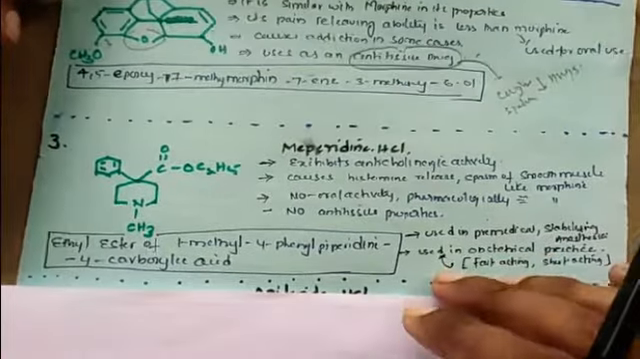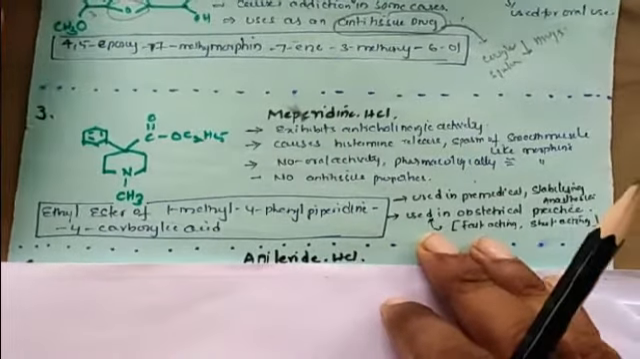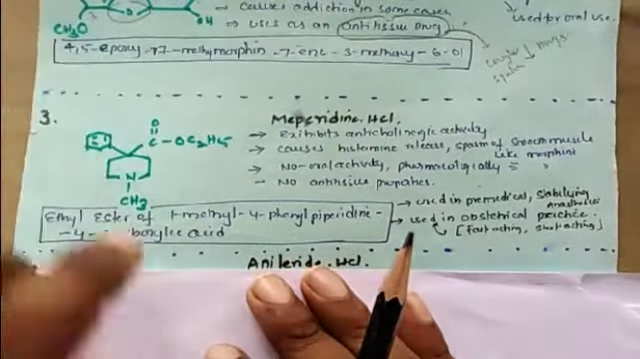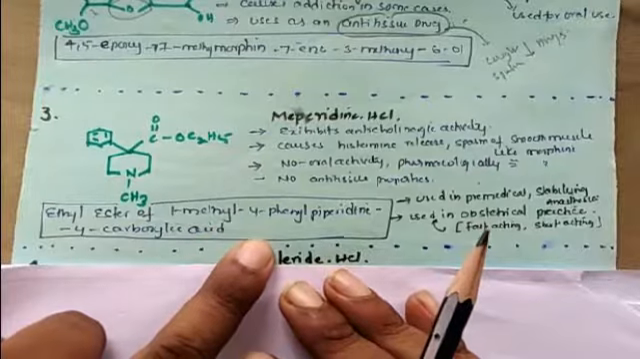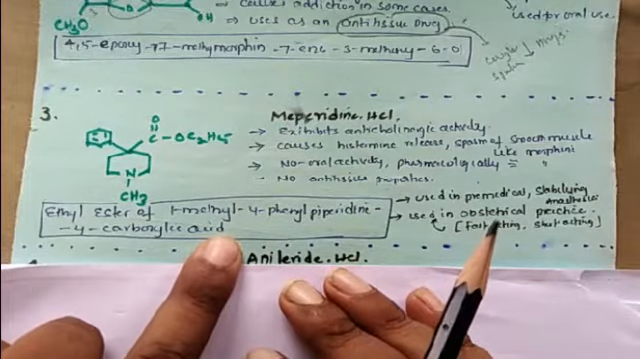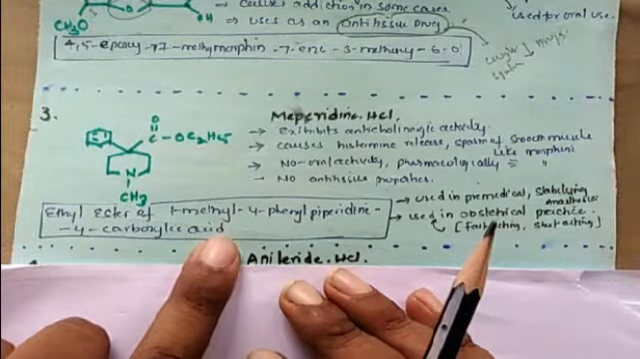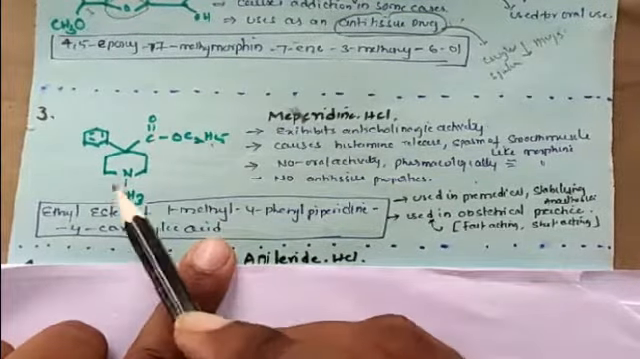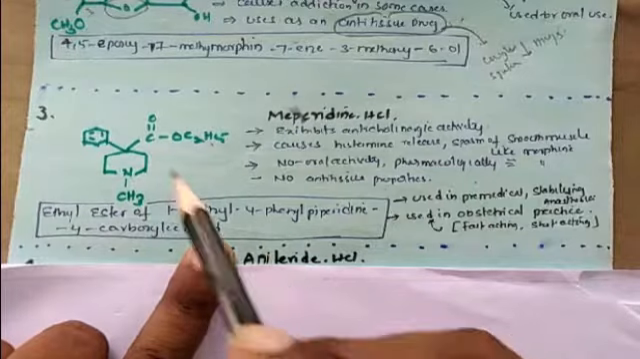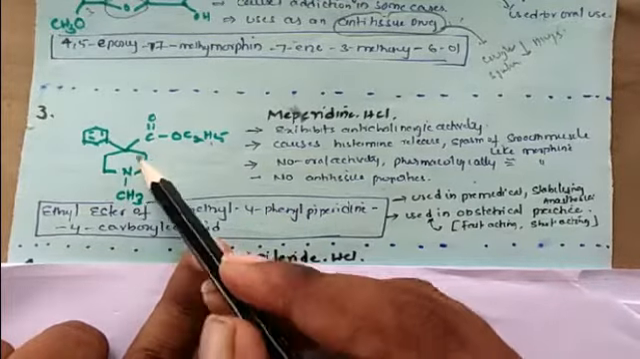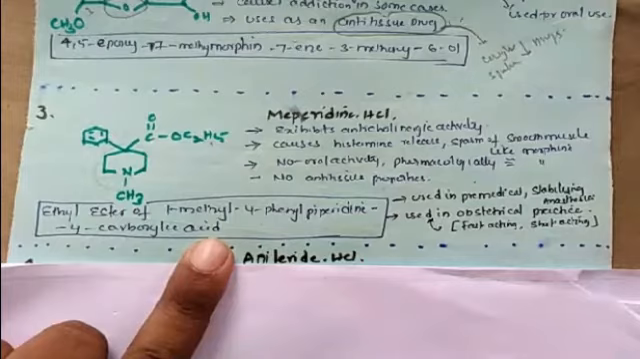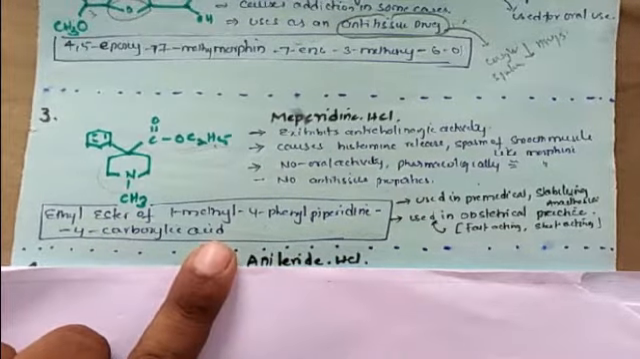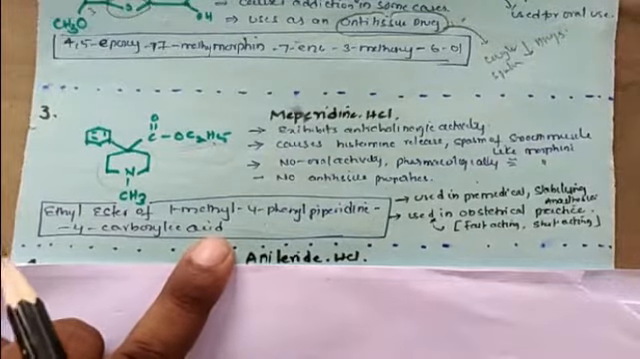So meperidine HCl. When you see the meperidine HCl structure, it is an ethyl ester of 1-methyl 4-phenyl piperidine 4-carboxylic acid. Ethyl ester of 1-methyl 4-phenyl piperidine. This is the piperidine ring and 4-carboxylic acid. This is the structure of the meperidine.